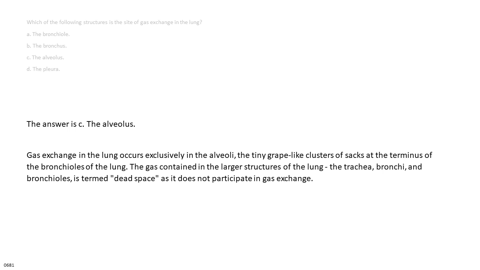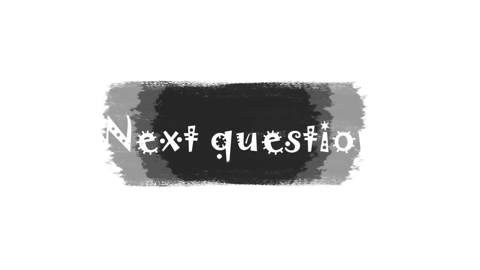Gas exchange in the lung occurs exclusively in the alveoli, the tiny grape-like clusters of sacs at the terminus of the bronchioles of the lung. The gas contained in the larger structures of the lung, the trachea, bronchi, and bronchioles, is termed dead space as it does not participate in gas exchange.